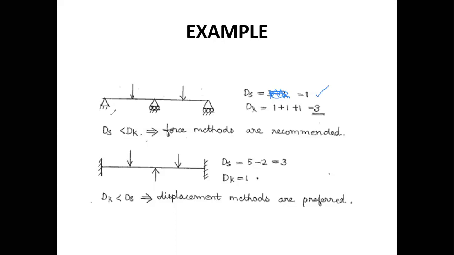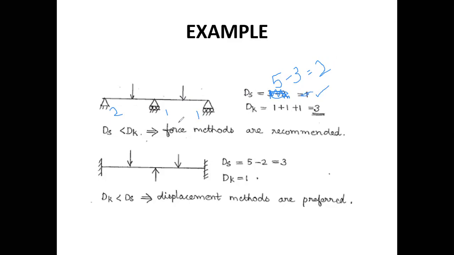This is a hinge support. Here, the number of internal reactions will be 2. Here 1, here 1. It is 5. Total is 5 minus 3, that is 2. In this case, the degree of static indeterminacy is equal to 2.